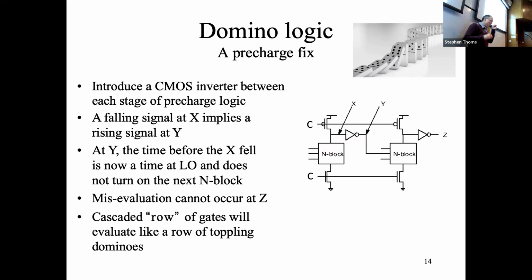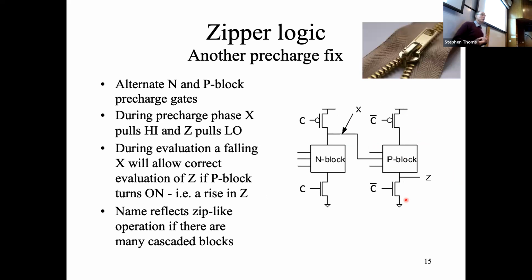Okay. In case you're worried about it, if you think about it, if the logic went the other direction, you might think, well, what happens if this was rising, because this would then be falling. But that's catered for by the fact that the pre-charge pre-charges all these nodes high anyway. So that doesn't, in the end, cause a problem. So domino logic is essentially you're putting an inverter in between every block, and that is one way of fixing the problem. The other way of fixing the problem is so-called zipper logic.